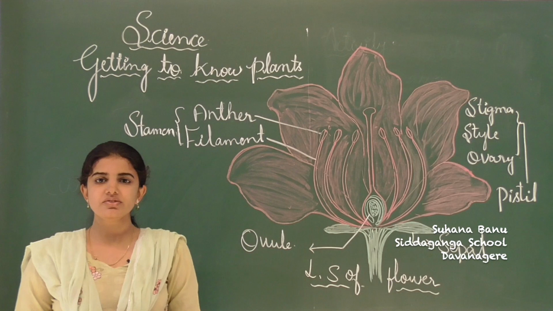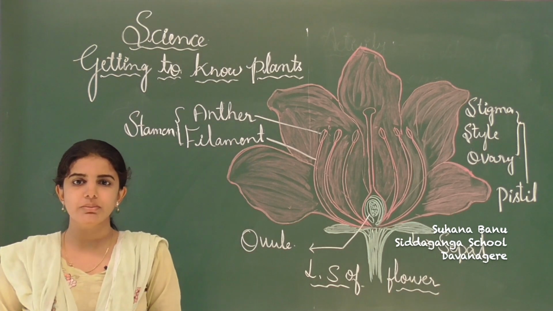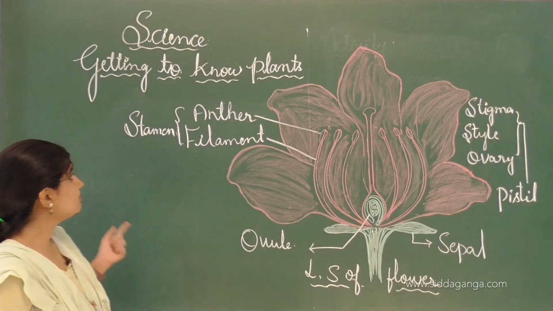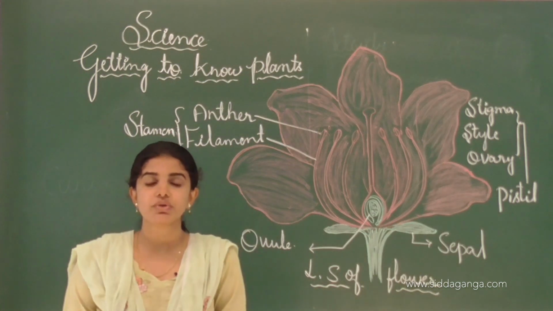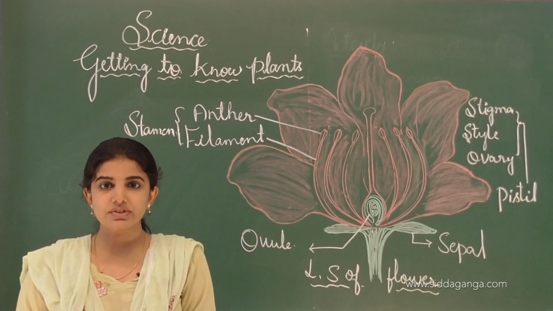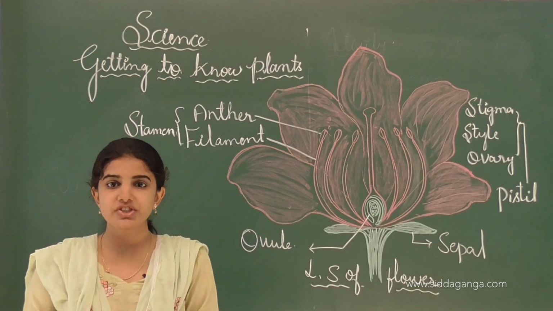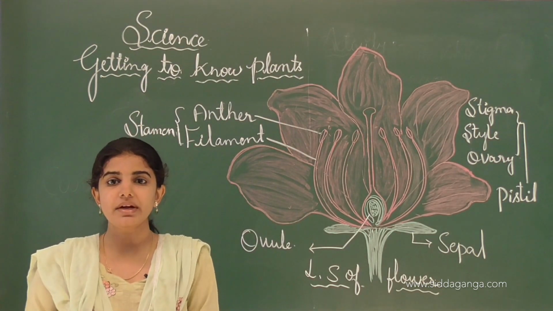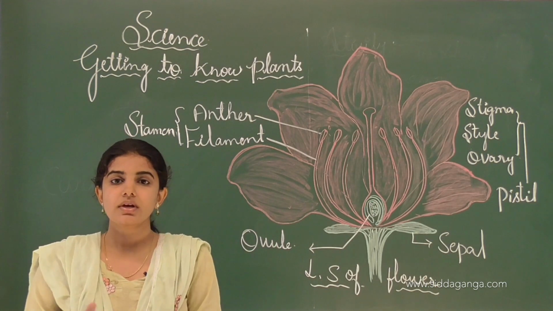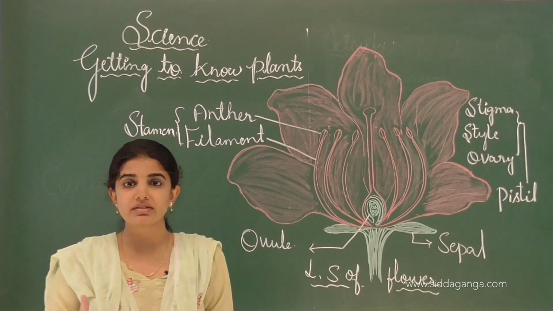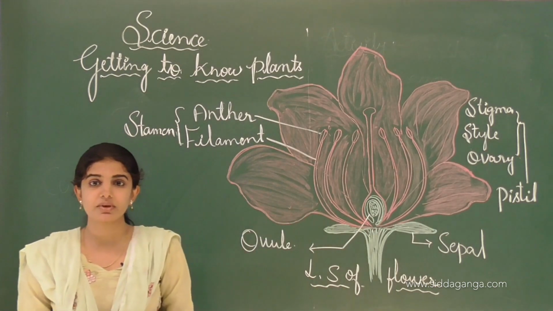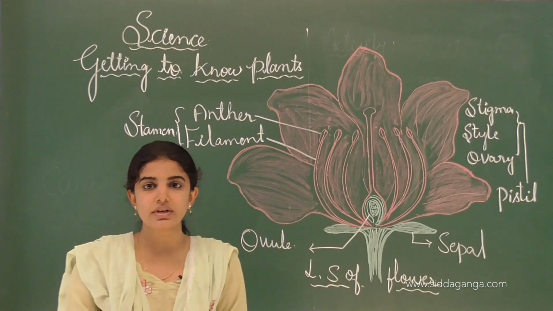Hello my dear students, we have been discussing the chapter Getting to Know Plants. In the previous class we studied different types of leaves, which differ in shape and size from plant to plant. Some leaves are green in color, whereas some are brown, and some are yellow, which fall later.